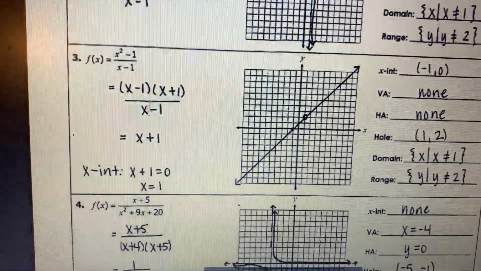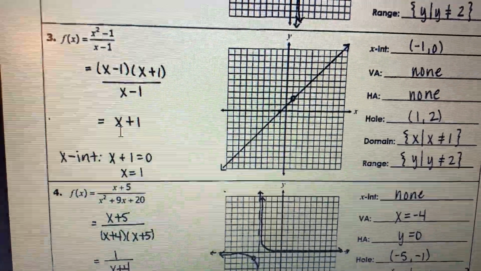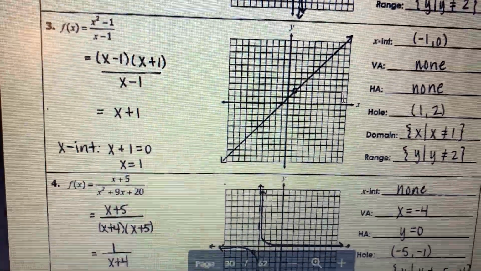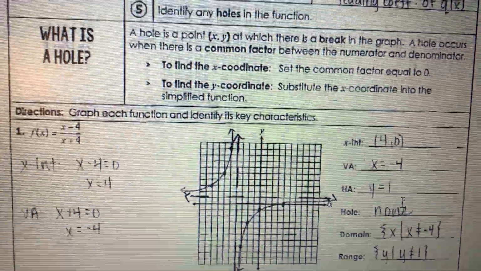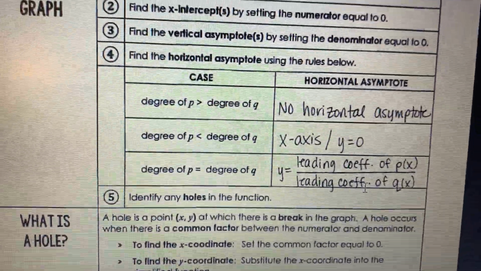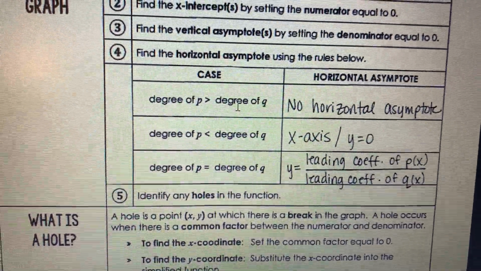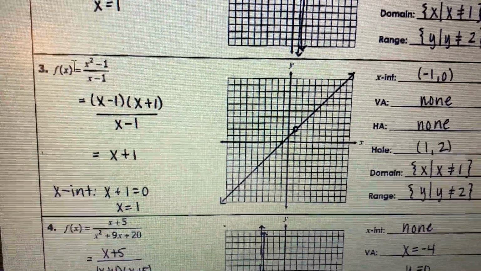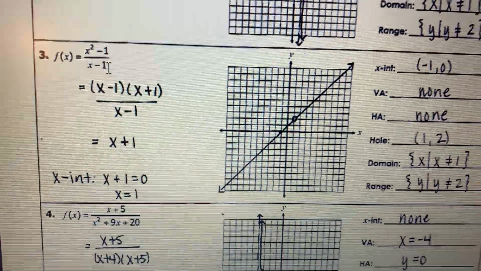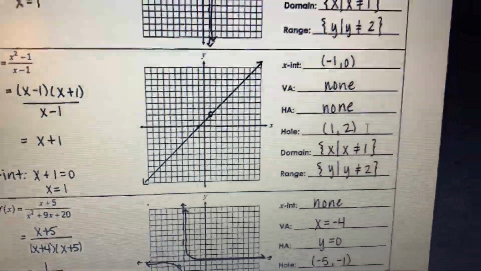Your vertical asymptote, horizontal asymptote. Vertical asymptote is when the denominator equals 0, but look, the denominator canceled out, and so there is no vertical asymptote. Horizontal asymptote, well, let's take a look here. If the degree of P is bigger than the degree of Q, okay? Yeah, look, the degree on top is bigger than the degree on the bottom, which means there is no horizontal asymptote, none.